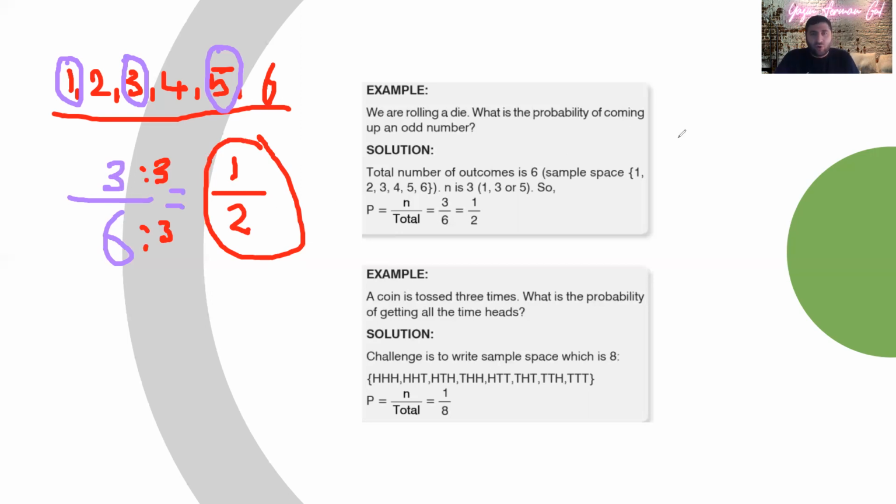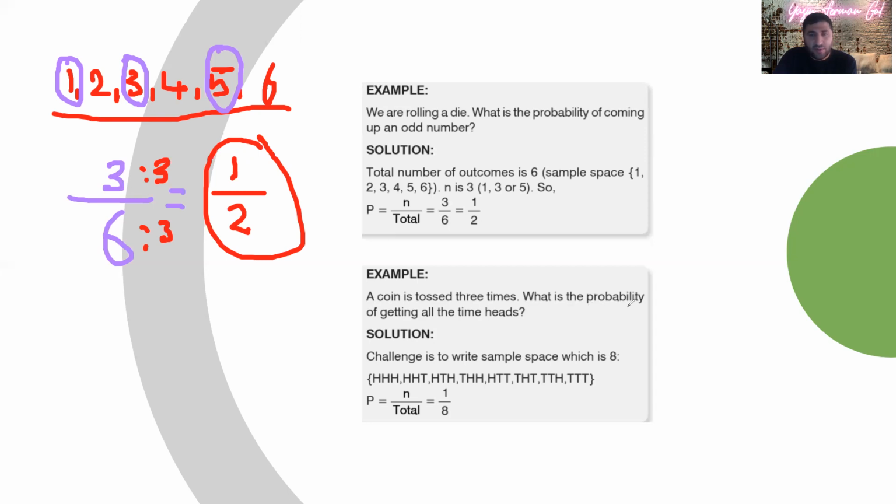So when you roll a die, guys, because there are 3 odd numbers, and how many even numbers are there? 1, 2, 3, 3 even numbers. So 50% probability is that this die will stand on one of these odd numbers, right? And 50% will be it will stand on one of the even numbers. Right, so the answer is going to be 1 over 2, and if you write it as a percentage, it's going to be 50%.